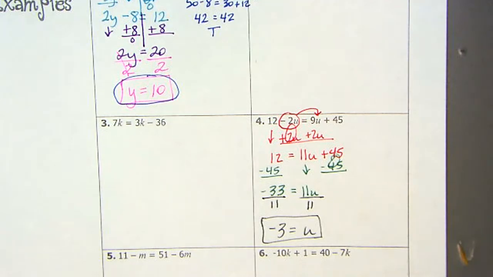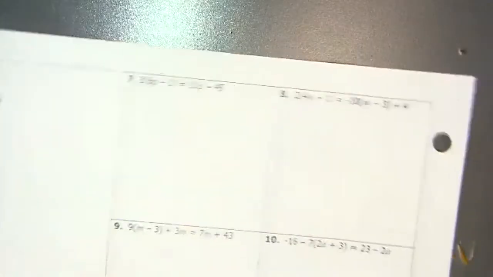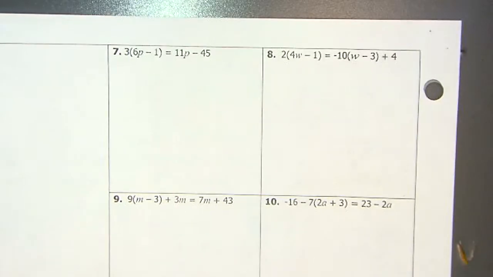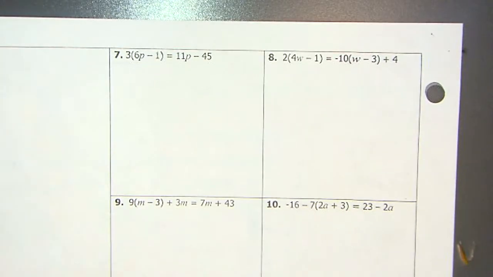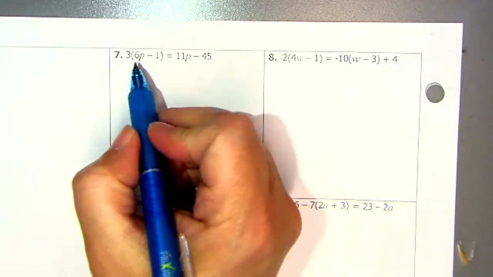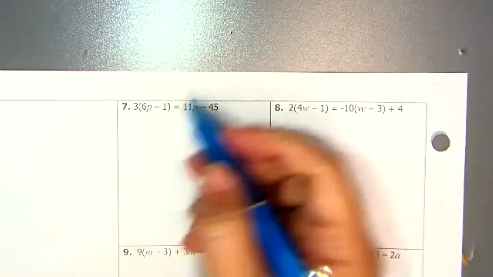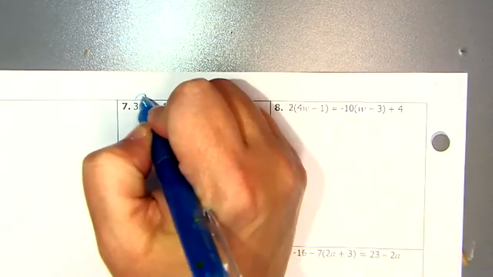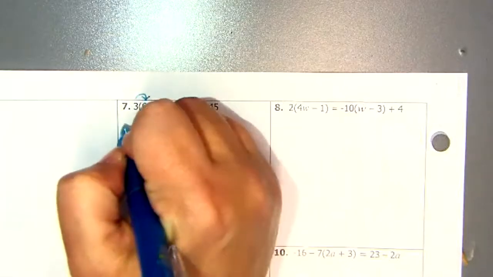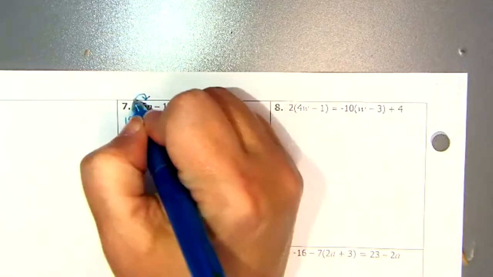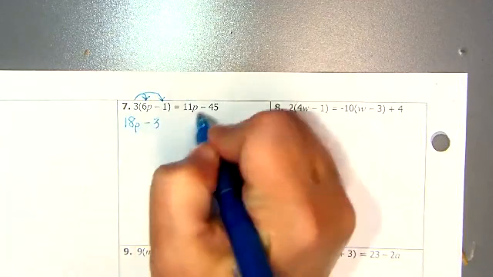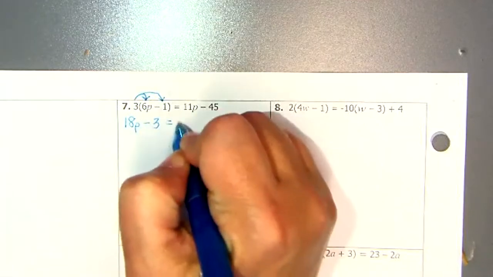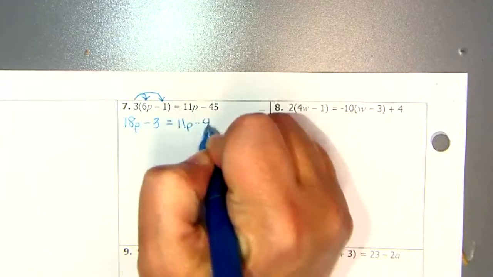And here we go, flipping the page over, and I'm moving on to number 7. Now we're getting into doing the distributive property, because I've got the 3 on the outside of the parentheses. So I'm going to take this 3 and multiply it to everything. I'm doing 3 times 6p, that gives me 18p. 3 times negative 1, so that's going to give me a negative 3, equals 11p minus 45.